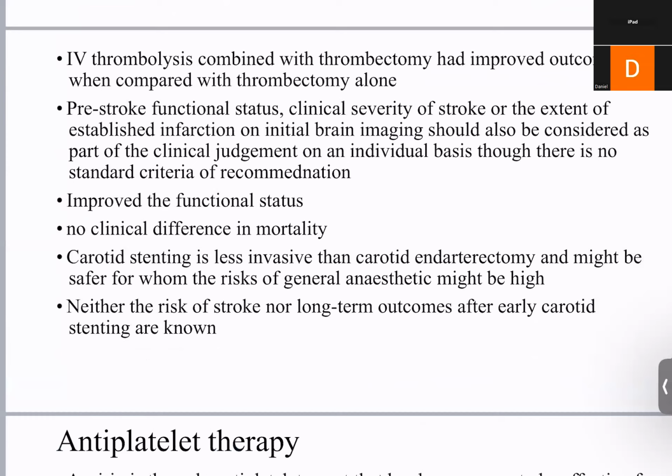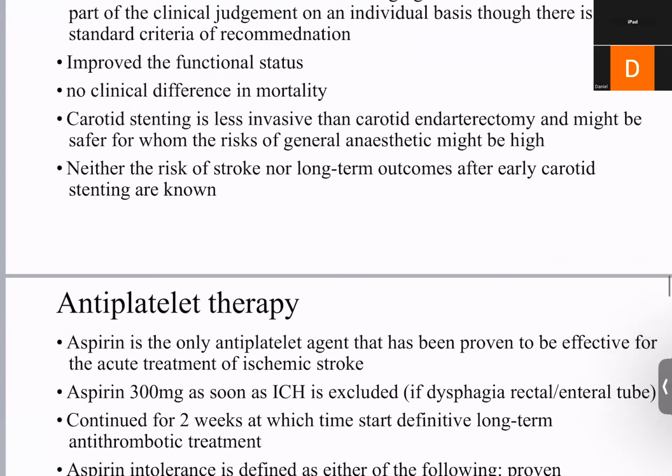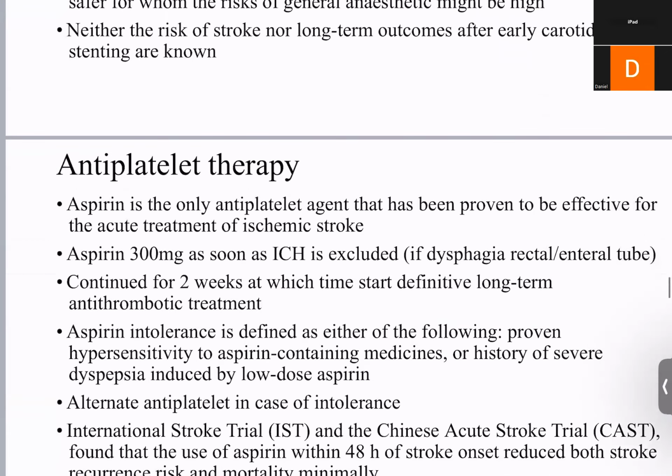But again, it has to be individualized. Pre-stroke functional status, clinical severity of the stroke, and the extent of the established infarction on the initial brain imaging should all be considered as a part of decision making, because there is no standard criteria for recommendation. Again, thrombectomy improves the functional status, but it has got no clinical difference in mortality. Carotid stenting is another less invasive approach. It can be tried for symptomatic carotid artery disease, which I'll be talking about later.